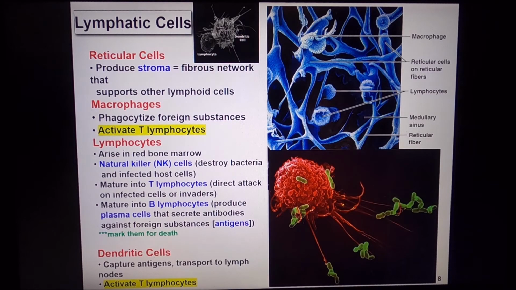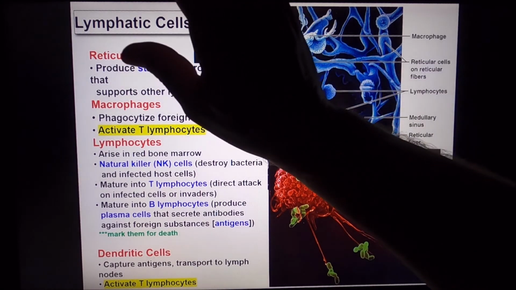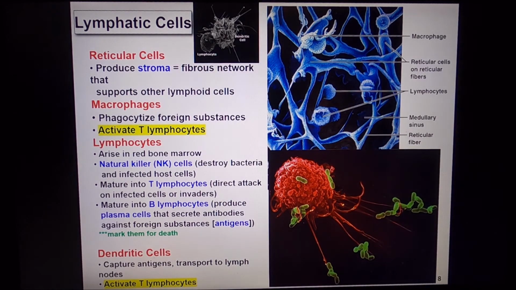All right, let's talk a little bit about the lymphatic cells. There are sort of the top one, and then these three are similar to one another. The top one here are the reticular cells, or what we'll call typically reticulocytes. These produce a fibrous network of reticular fibers. The idea behind this is very straightforward. You pretty much exclusively see reticular cells making reticular fibers in the lymphatic system.